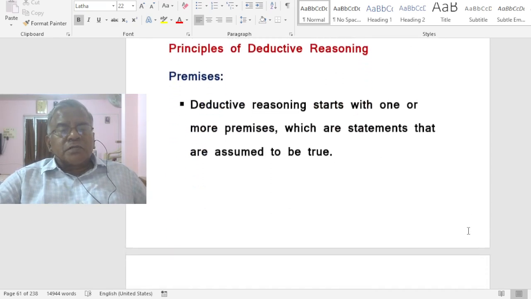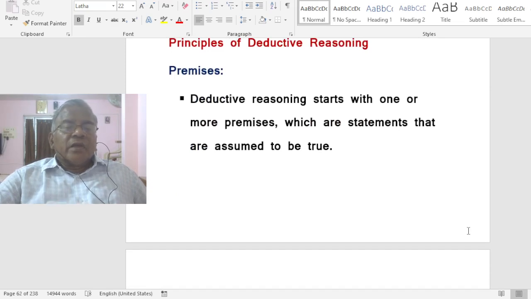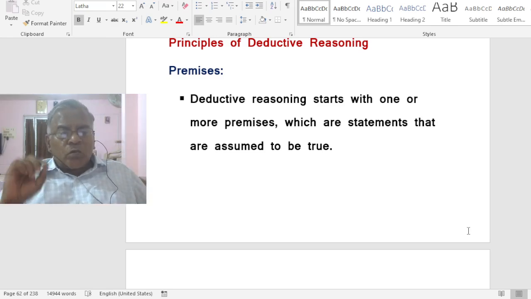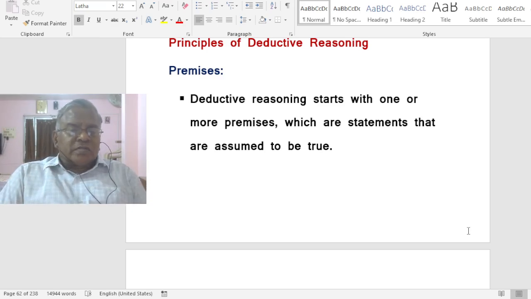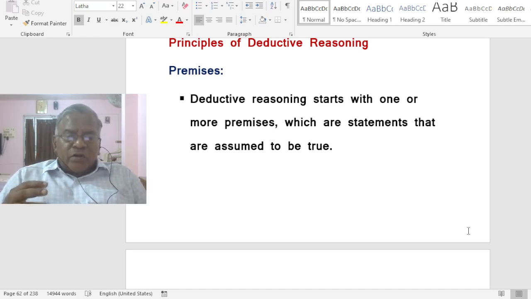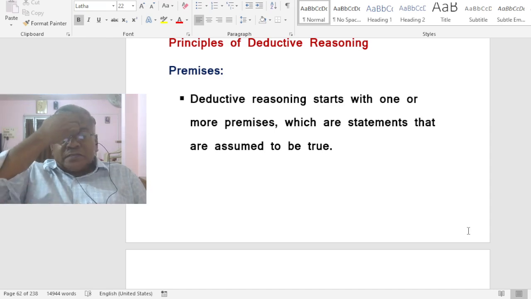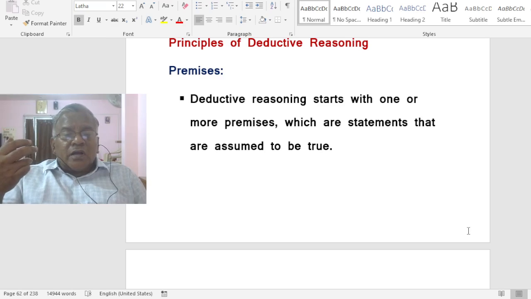Now, what are the principles of deductive reasoning? Premises, of course, how the premises should be formed. Deductive reasoning starts with one or more premises which are statements that are assumed to be true. That's very important. In the deductive reasoning, the premises should be true. At least they should be assumed to be true. So, deductive reasoning starts with one or more premises, true statements that are assumed to be true.